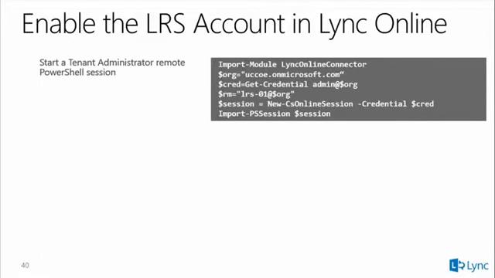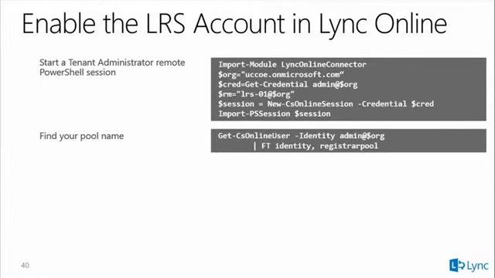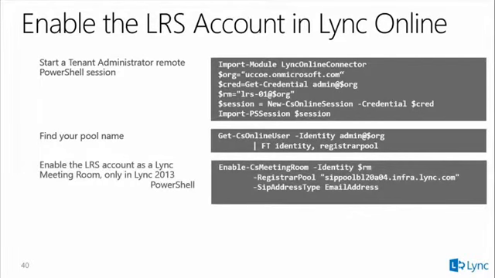Then we drop and we have to change sessions, because now we have to drop into the Exchange or the Lync Online PowerShell, right? Where now we're having to find that pool name, because a pool name is a little different in the O365 tenant environment. And the pool name is going to come back as somepool.infra.lync.com, and that's the way you're going to enable those users through that PowerShell.